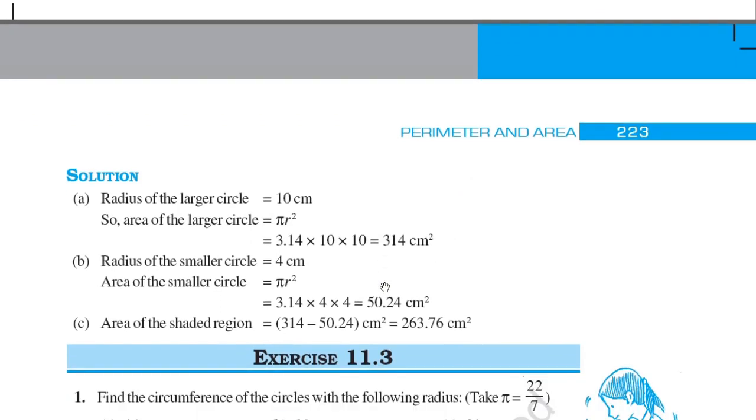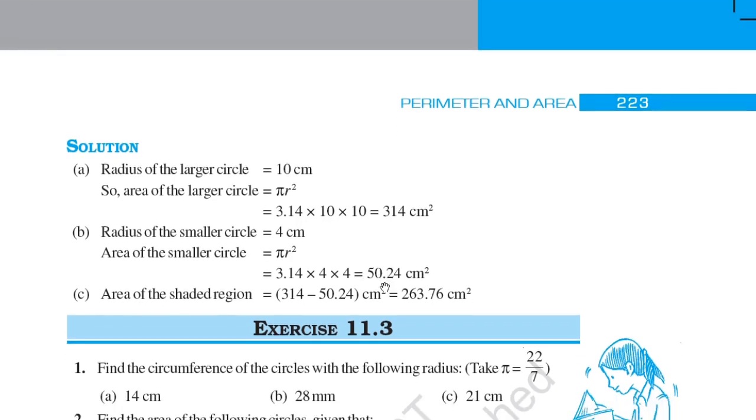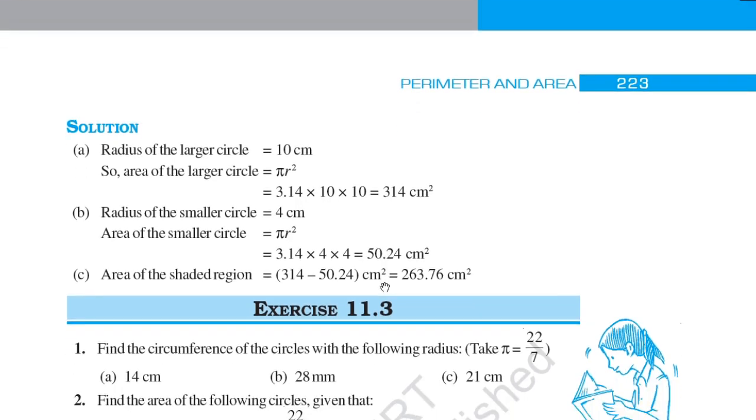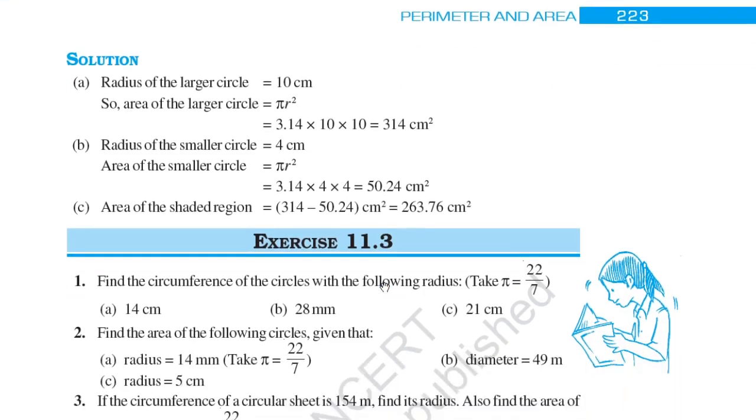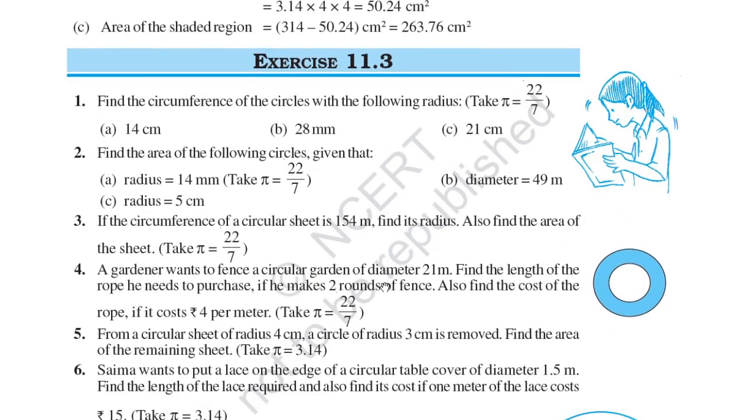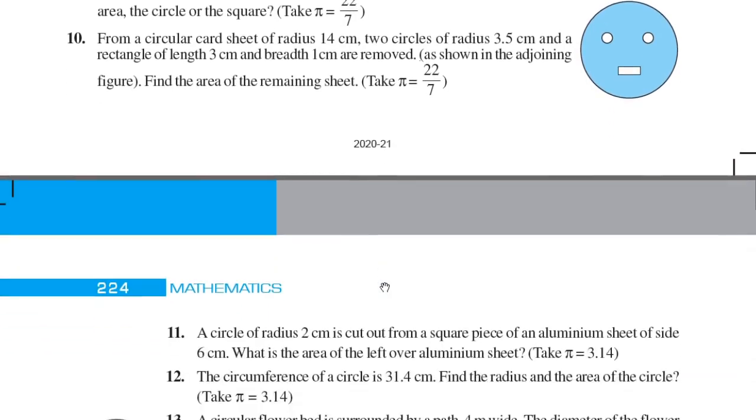Radius of the larger circle is 10 centimeter. So pi r square will become 3.14 into 10 into 10, which gives 314 centimeter square. Radius of the smaller circle is 4 centimeter. So area becomes pi r square, that is 3.14 into 4 into 4, which is equal to 50.24 centimeter square. Area of the shaded region: we'll subtract that. 314 minus 50.24 centimeter square will give 263.76 centimeter square. So here is an exercise, you can solve it, and if you have any doubt you can ask in the comment box.